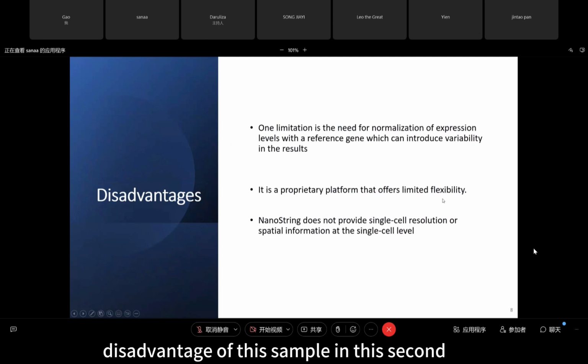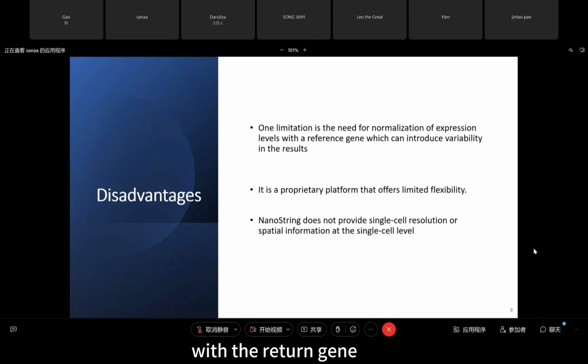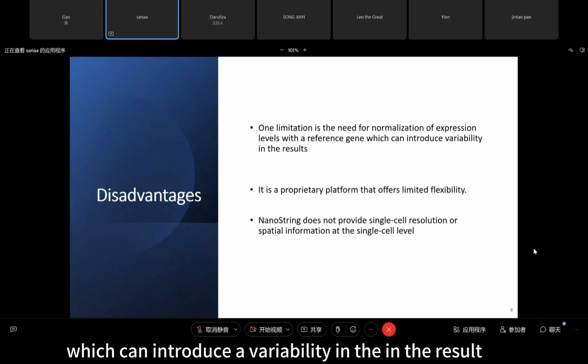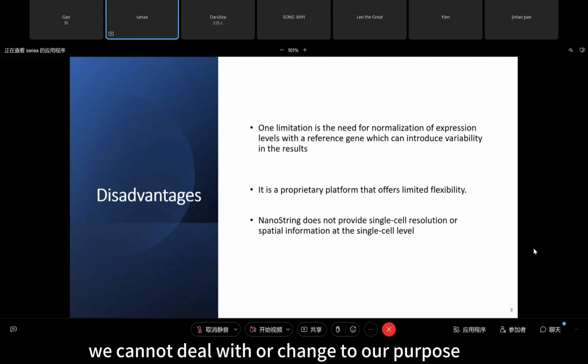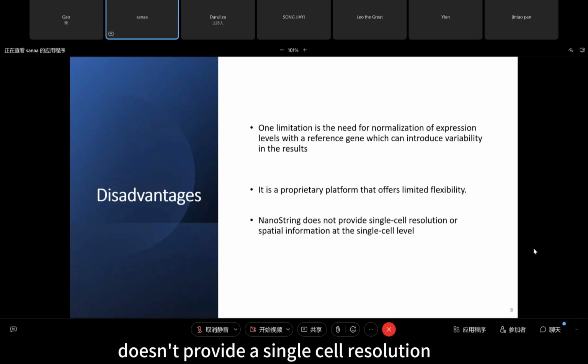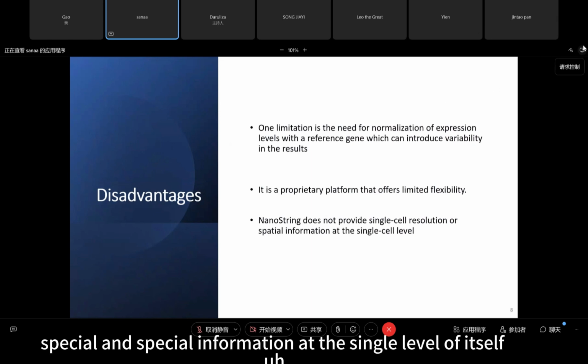A disadvantage of this technique is the need for normalization of expression level with a reference gene, which can introduce variability in the result. It's a proprietary platform that offers limited flexibility; it's not customizable, so we cannot change it for our purpose. NanoString doesn't provide single-cell resolution for single-cell mutation or any change in the RNA transcriptome, or spatial information at the single-cell level.